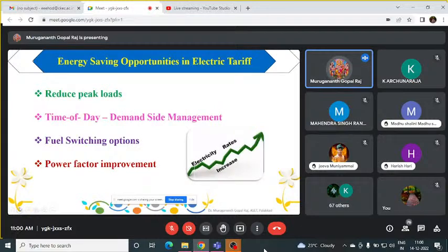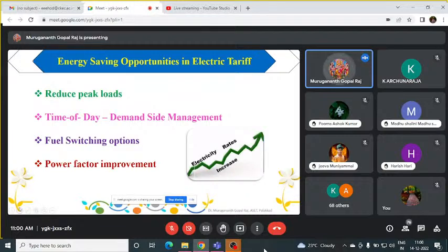So in the electric tariff, in what way, as a human being from the domestic sector, can we concentrate on energy saving opportunities? The first one is reduce peak loads. What do you mean by peak loads? We should know what peak load is.